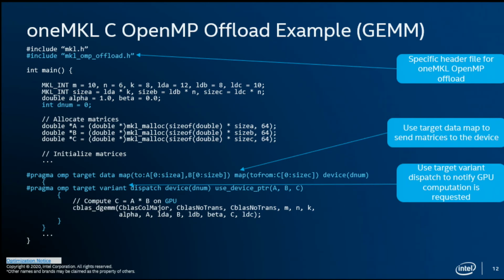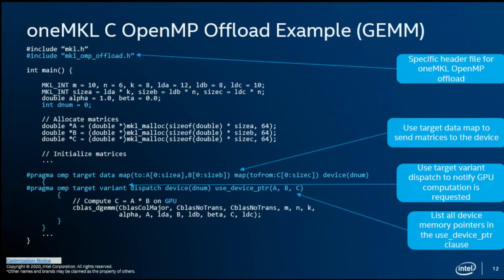So then use the target variant dispatch to notify that the GPU computation is requested. And then you list all the device memory pointers in the use device pointer clause. And if it happens that it's not able to offload, the device isn't found, this is still valid code that would run on the host. So the computation would still be able to proceed, just not offloading. But you'd still get the results.